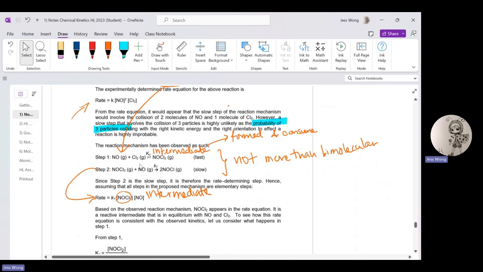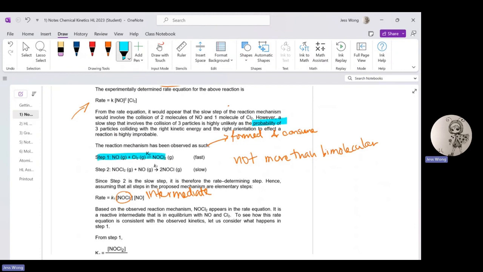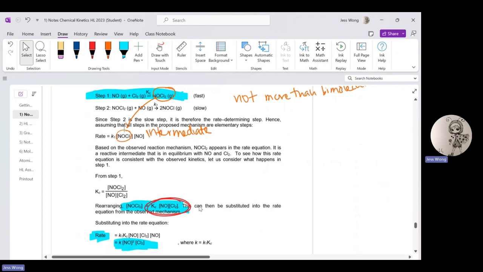But of course, the correct way is to write an equilibrium constant expression. If we look at this equation, it is a reversible reaction. I'm trying to substitute this NOCl2 using this equation, so what I can do is write something known as a Kc expression, which is used for a reversible reaction.